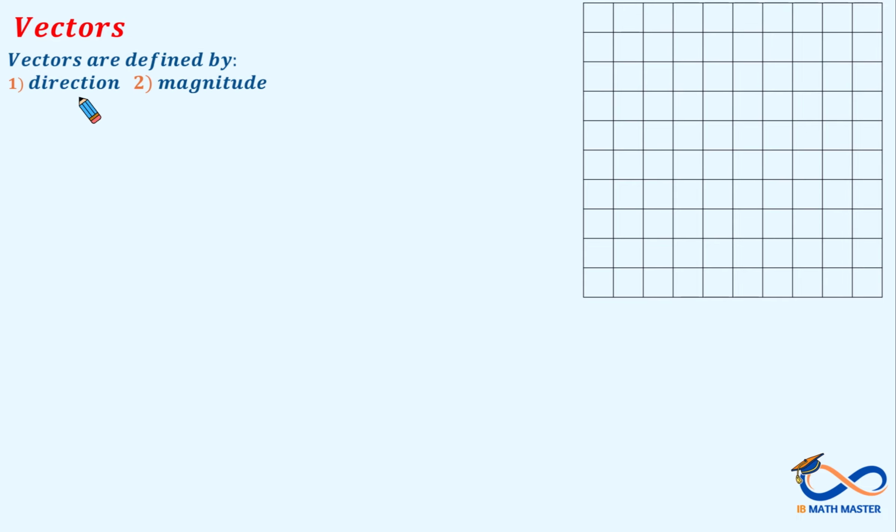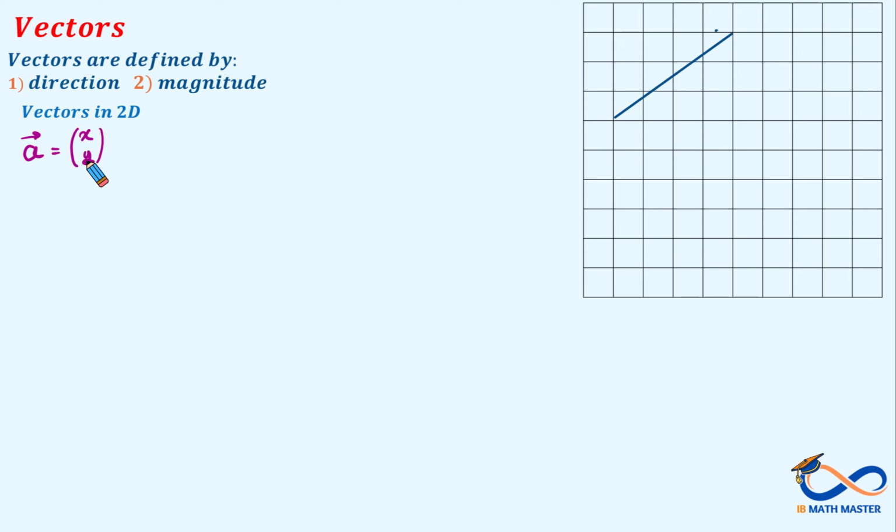Vectors are defined by direction and magnitude. First, the vector notation is written like this. Here we have vector A, which is (x, y). Here x is the horizontal component of the vector, and y would be the vertical component.